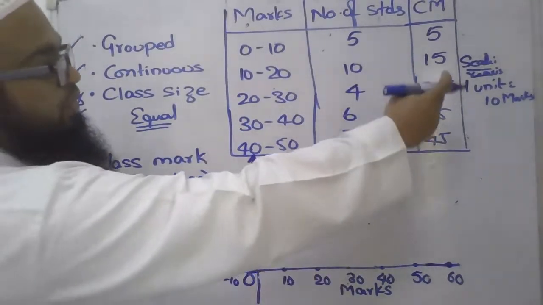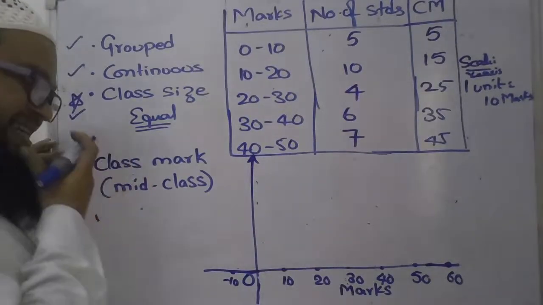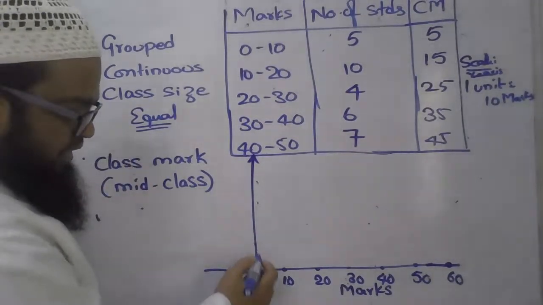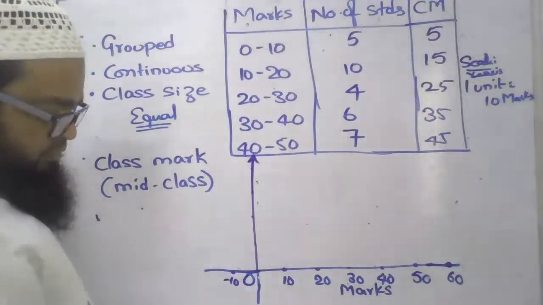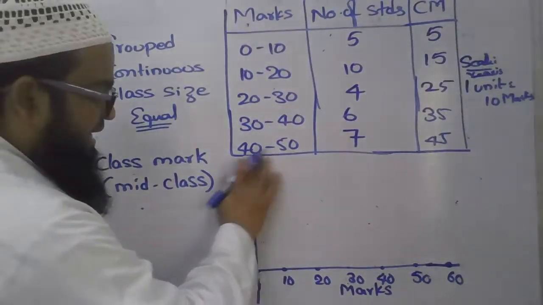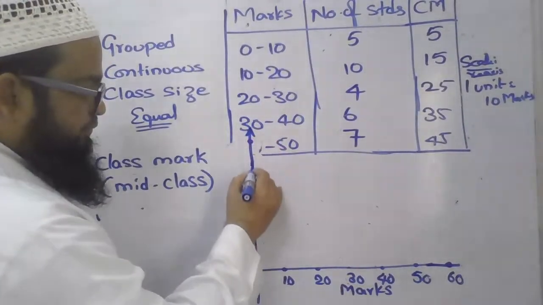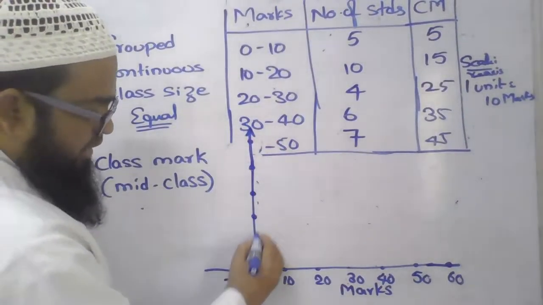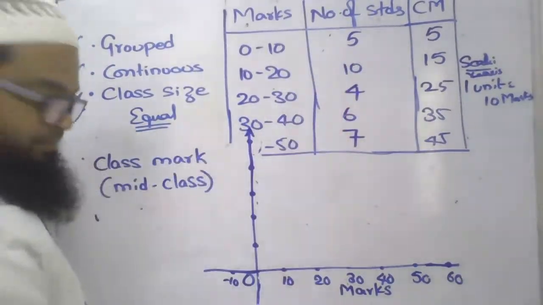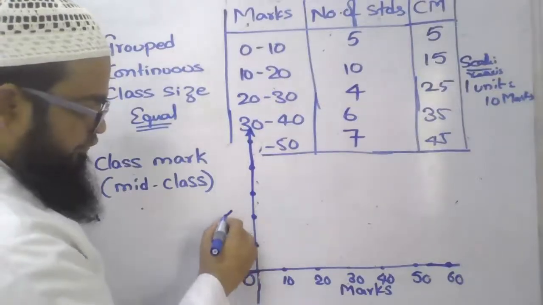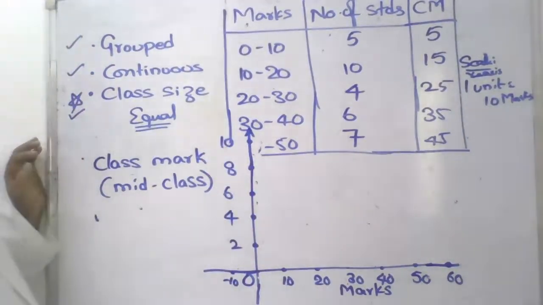So on the y-axis, what is the frequency? 5, 10, 4, 6, 7. So what is the easiest way? How many boxes can you have? How many units? 1, 2, 3, 4. I'll take it as 2 units per box, because I told you I'll explain. So what is the maximum? 10. So it will be 2, 4, 6, 8, and 10. Is it clear?